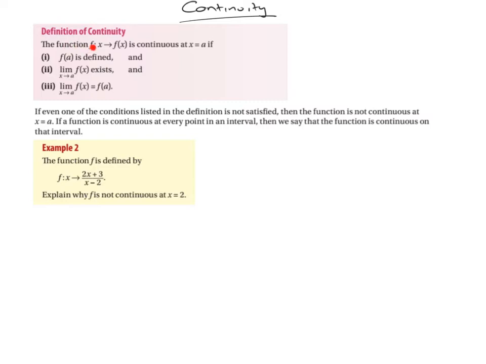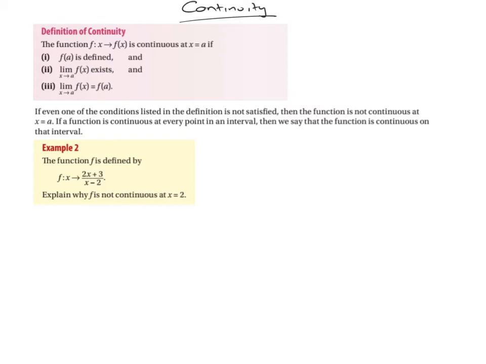So the function f: x maps onto f(x) is continuous at x = a if: 1. f(a) is defined, 2. The limit as x heads towards a of f(x) exists, and 3. The limit as x tends to a of f(x) is equal to f(a). If one of these things is not true, it's not continuous. Okay, it's very, very straightforward.